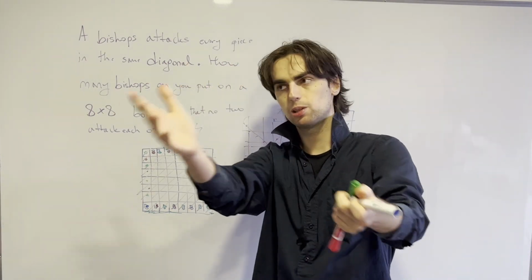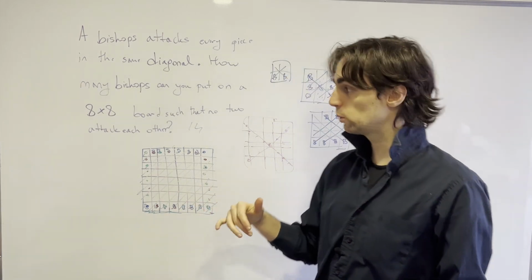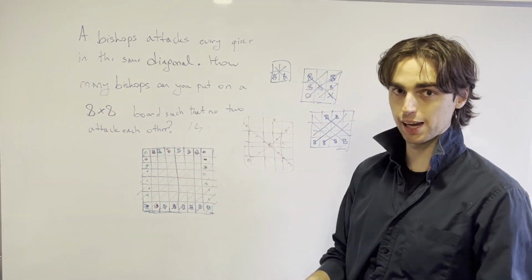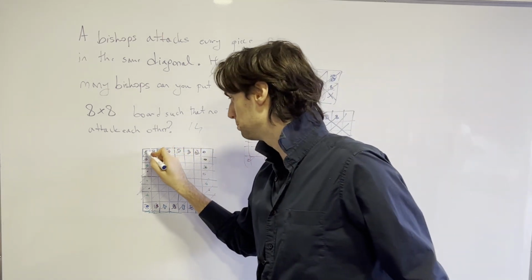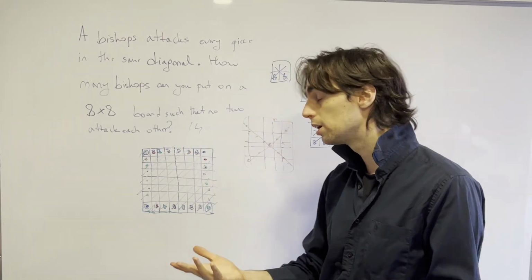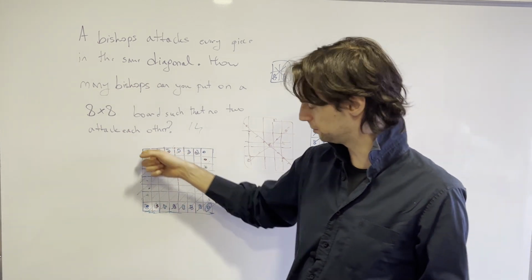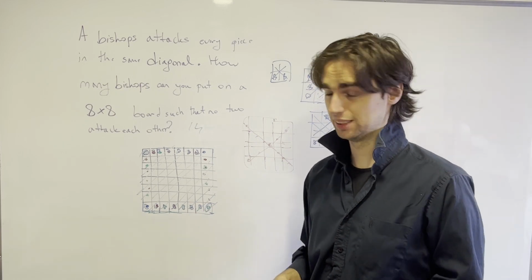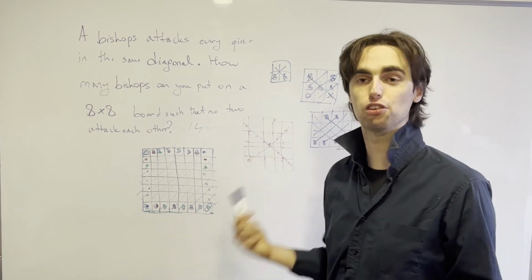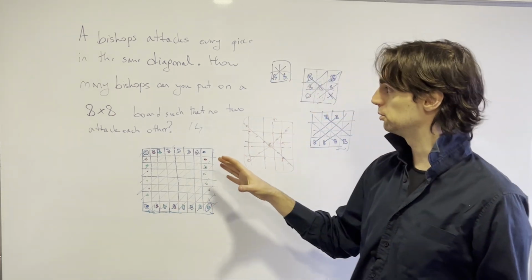But wait, we said 14. Well, if there were 15, then there would have to be a bishop on every single one of these diagonals. But then there would have to be a bishop here and here. Those two would attack each other. So these two cannot both have a bishop on them. So there's at most 14 bishops, and that is another way of proving this.